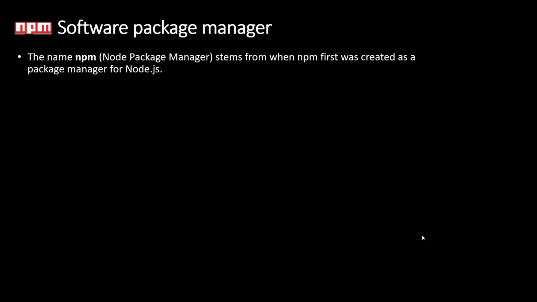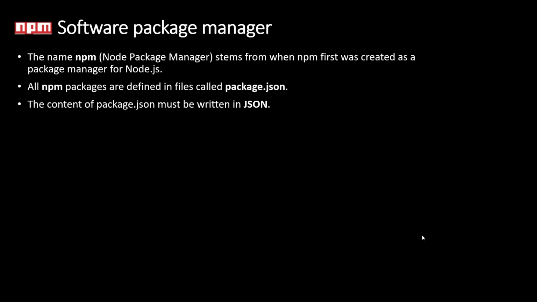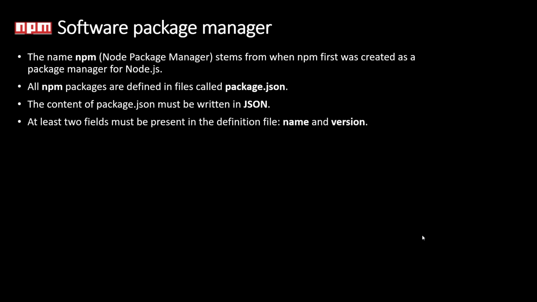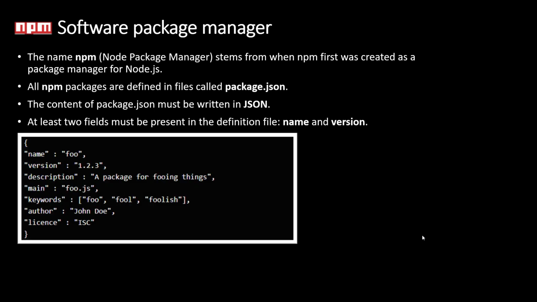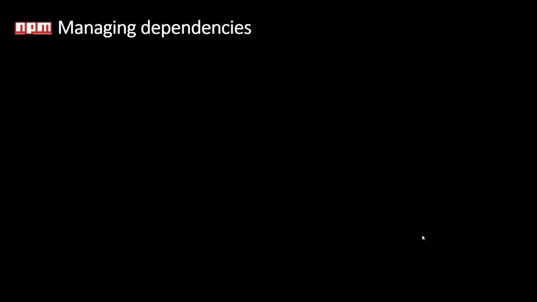Software package manager. The name NPM, Node Package Manager, stems from when NPM was first created as a package manager for Node.js. All NPM packages are defined in files called package.json. The content of package.json must be written in JSON. At least two fields must be present in the definition file: name and version. For example, here you can see.